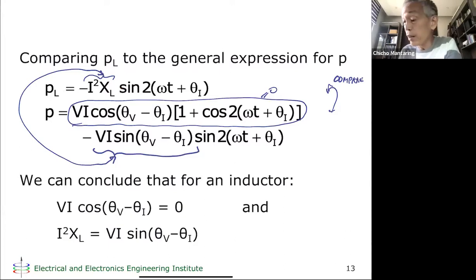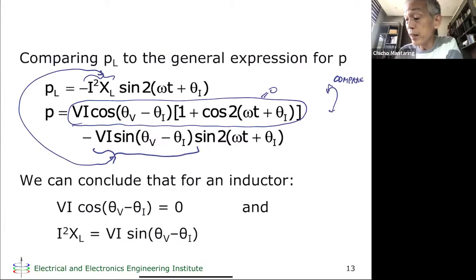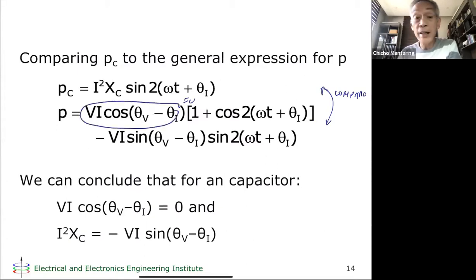Okay, the third component: power delivered to a capacitor. So this time, it's I squared XC sine(2 omega t plus theta I). Here it's negative, negative I squared XL. Here it's I squared XC. So again, you compare. This is similar to the inductance. This must be equal to 0, because we have no term like this in P of C. And then this I squared XC must be equal to negative VI sine(theta V minus theta I).